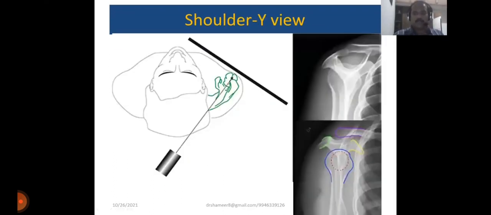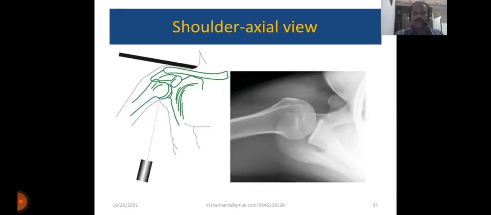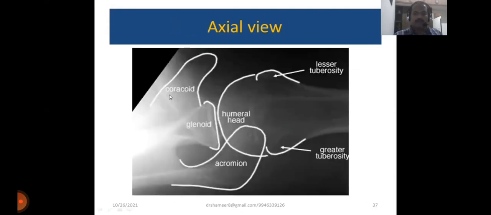And another one is the Y view or lateral view. You see the X-ray, it is clinically not at all relevant for our clinical practice. Okay. And it is the shoulder axial view. Axial view means you can see the abducted shoulder and the X-ray passes from the downward position. Just know the position. Okay. This is the axial view.